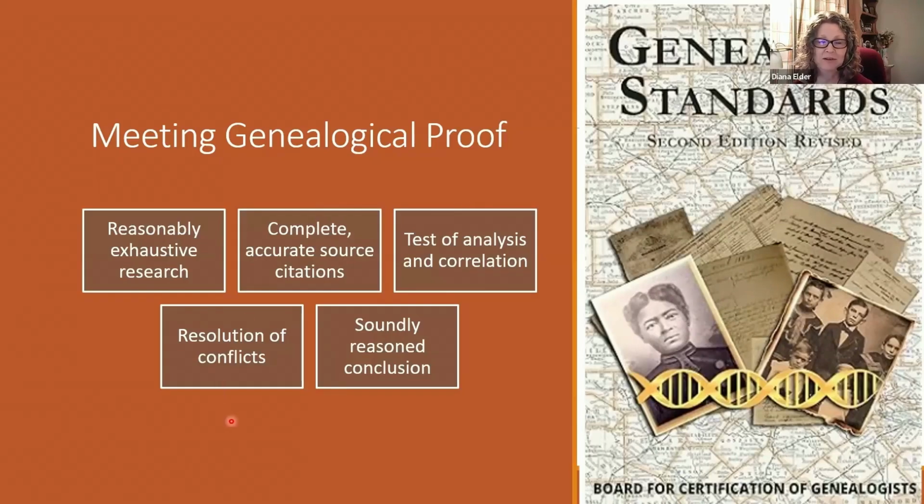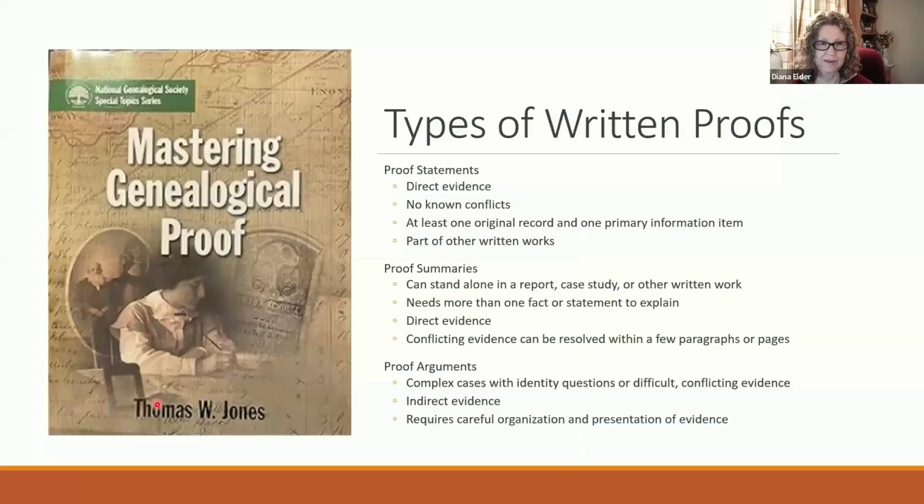And then, of course, the conflicts. We're always going to have those, and we've got to somehow resolve those. If we cannot resolve those reasonably, then we probably haven't met proof yet. And then finally, we don't have anything until we write it down. So we've got to get it all in writing. It's got to be soundly reasoned. So it's got to make sense. So this is just things to think about as we're thinking of proof.